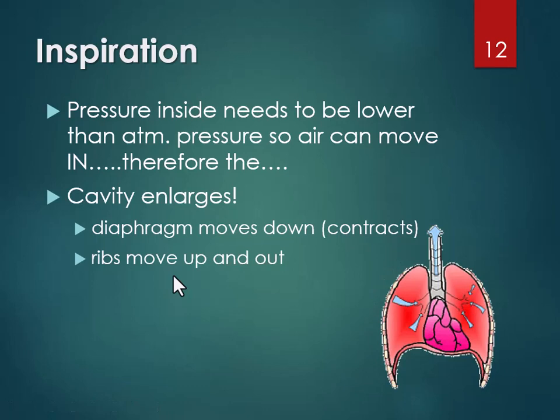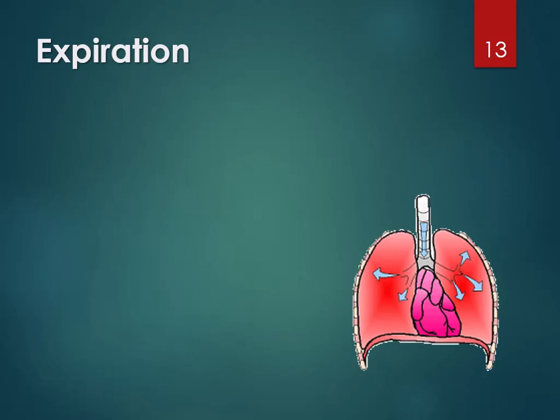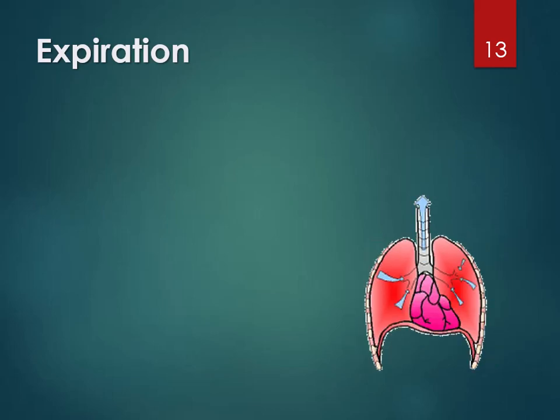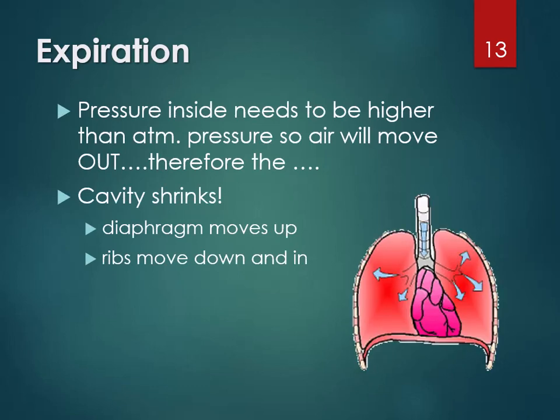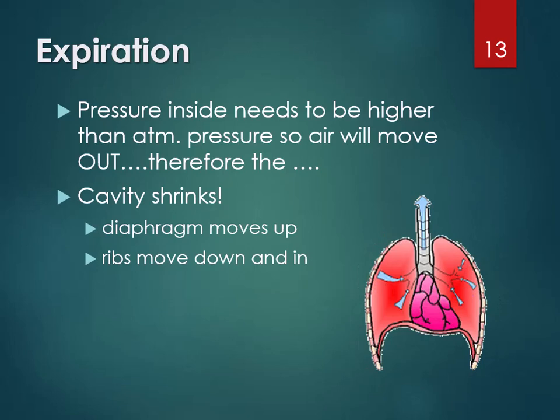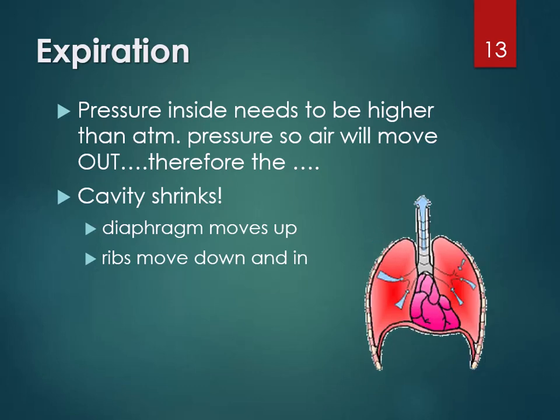To make air go out, or to exhale, the opposite has to happen. Air goes from high to low pressure, so you need to make the pressure inside higher, and to do that you make the volume smaller. Okay, so the cavity gets smaller. The diaphragm relaxes and moves up, and the ribs and rib cage move down and in. Cavity gets smaller, pressure is higher, air goes out.